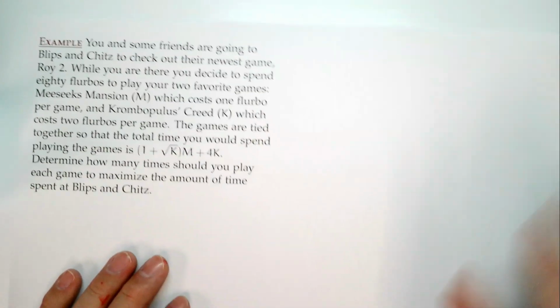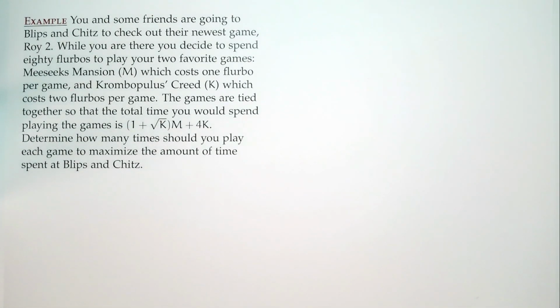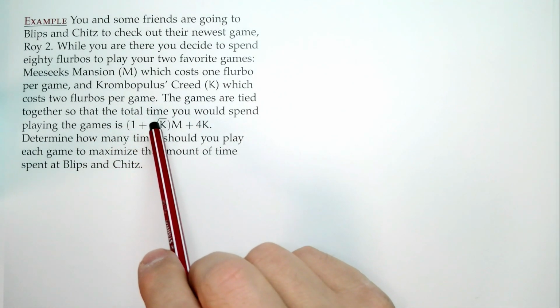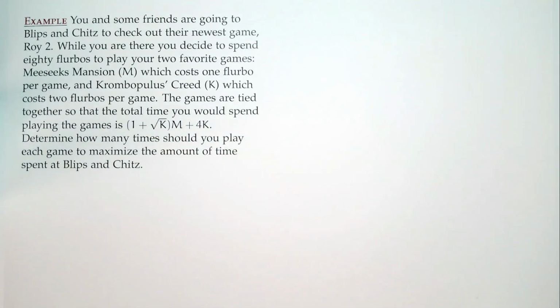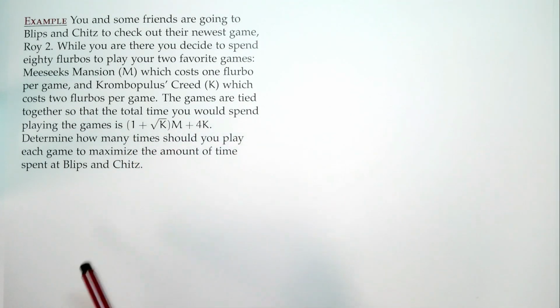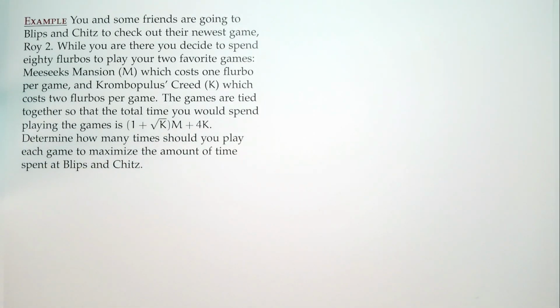So, you and your friends are going to Blips and Chits, and they're going to check out their newest game, Roy 2. Now, while you are there, you decide to spend 80 furbos to play your two favorite games. So the two favorite games you have, excuse me, are Meeseek's Mansion, which cost 1 floribel per game, and Chrombopulus Creed, which cost 2 floribels per game. Now the games are tied together so that the total time you would spend playing the games is 1 plus square root of k times m plus 4k. Determine how many times you should play each game to maximize the amount of time spent at Blips and Chits.